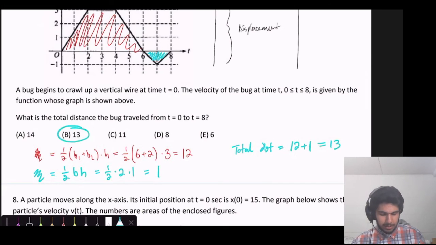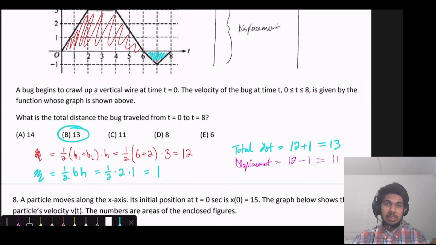So that's choice B. If we were trying to find the displacement, that would be equal to 12 minus 1, which is equal to 11. So with displacement, we treat this as negative. With distance, we treat it as positive.